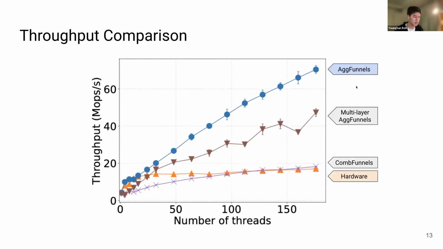We can also see that in the experiment results. As you can see, the hardware is on the bottom, and combining funnels, the purple line, has around the same throughput as hardware at the highest number of threads, but our aggregating funnels was much more performant at the highest thread counts and far more scalable.